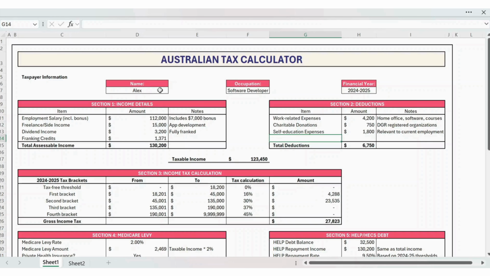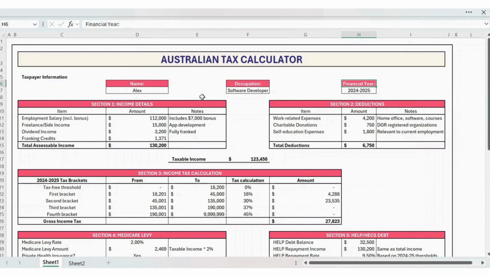Let's get started. Part 1. Taxpayer information and the dashboard. First, let's meet our taxpayer. This sheet is designed like a dashboard. Up here we have the basic info. Name is Alex, occupation is a software developer, and we're calculating for the 2024 to 2025 financial year. This sets the scene for all the rates and thresholds we'll use later.